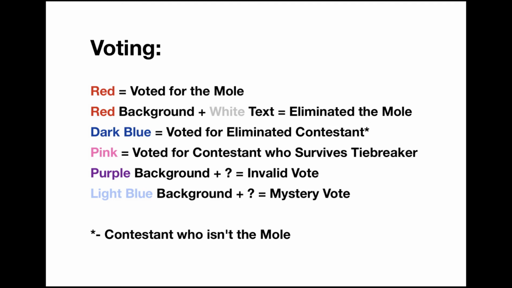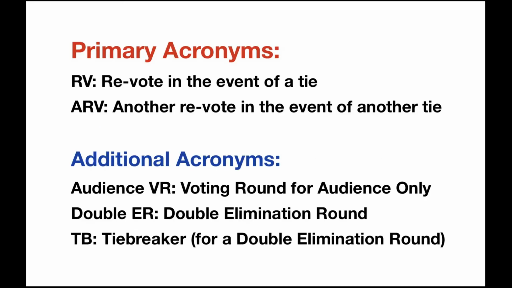If a player cast an invalid vote, that name will appear in a purple background with a question mark attached. If a player cast a vote and that vote was never revealed, I had to insert a question mark with a light blue background. And just a couple acronyms for you. RV stands for revote in the event of a tie. ARV stands for another revote in the event of 2 consecutive ties.